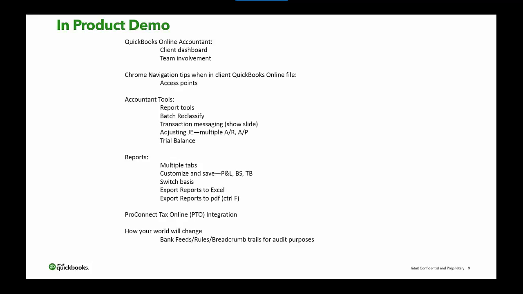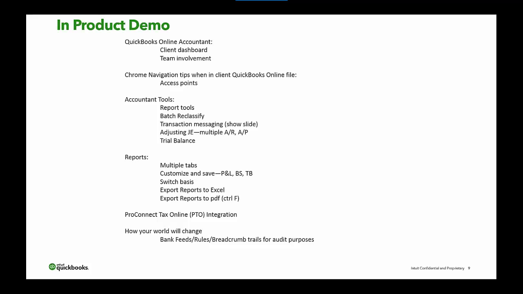I'll show some basic access points and navigation tips when you're in a QBO file, and then we'll go through the key accountant tools. You'll recognize one of them, or two of them, if you use the client data review tool on the desktop. So we'll look at that. We'll go to the trial balance tool itself, not just the report, but the actual tool. It's like a working trial balance page within the client file, and that's where you integrate with the Tax Online product. And we'll also be hitting reports and customizing.